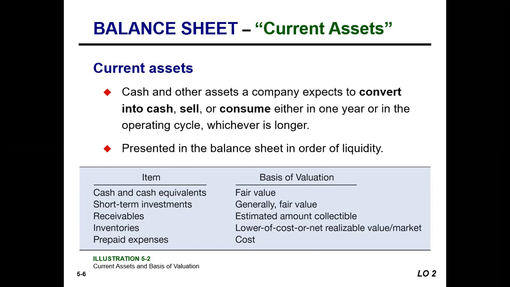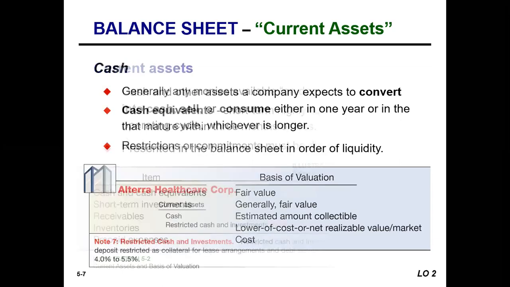Short-term investments, again, generally fair value, although as we'll see continuing through the PowerPoint, held to maturity investments we value based on the amortized cost. Receivables, estimated amount collectible, so we're going to have our receivables less the allowance for doubtful accounts. Inventories, lower of cost or net realizable value. Prepaid expenses at cost. So again, just how some of those will be valued.